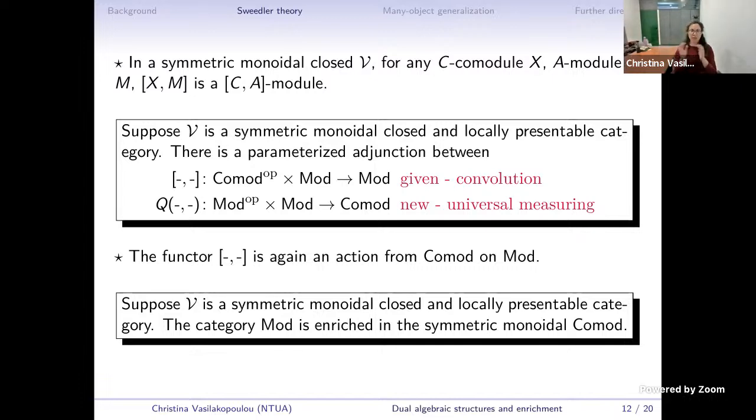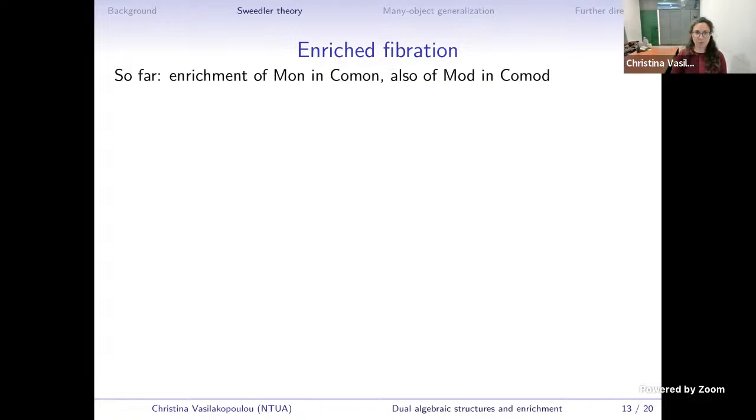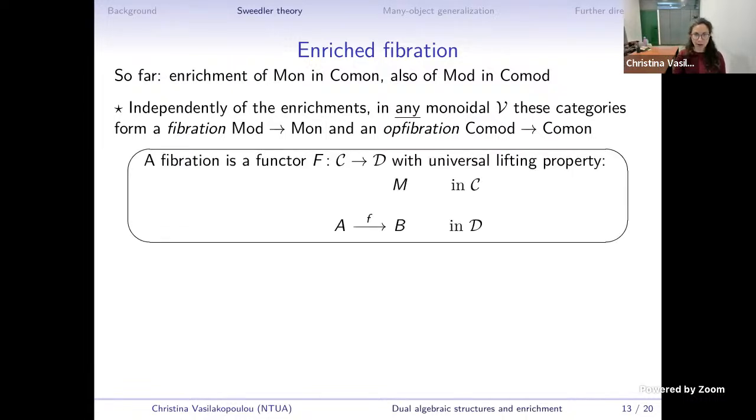And to finish up the story of the Sweedler theory for monoids and modules, I would like to bring those two enrichments together in a natural way. So the natural way I'm thinking of here is the one that brings the structure of fibration into the picture. And the structure of fibration is not new, is not outside the picture. It was already there, because completely independently of these enrichments we established, for any monoidal category V, we have a fibration of the global category of modules over monoids and an op-fibration of the global category of comodules over comonoids. And in fact, this is an equivalent way, of course, as for every fibration and op-fibration, to view these global categories.